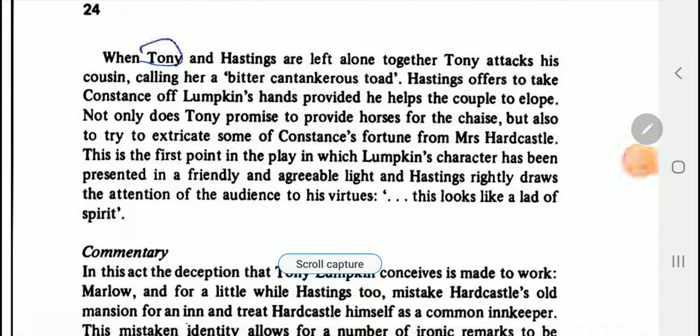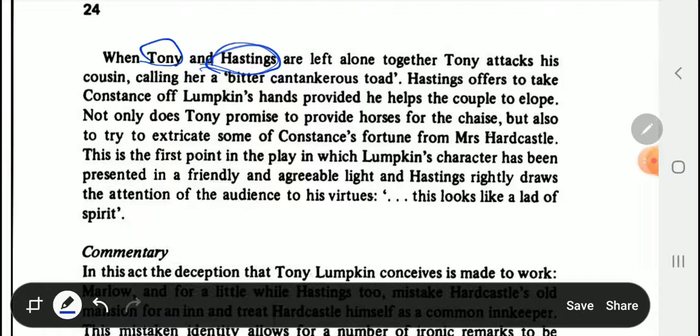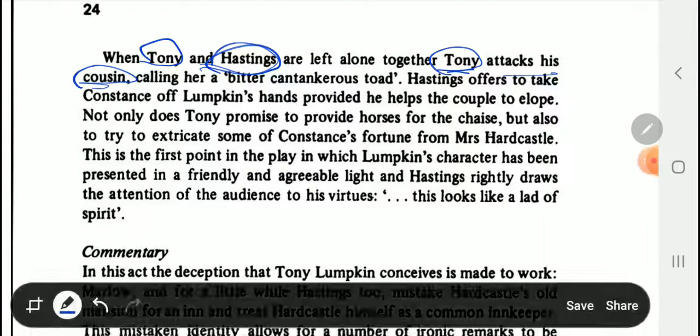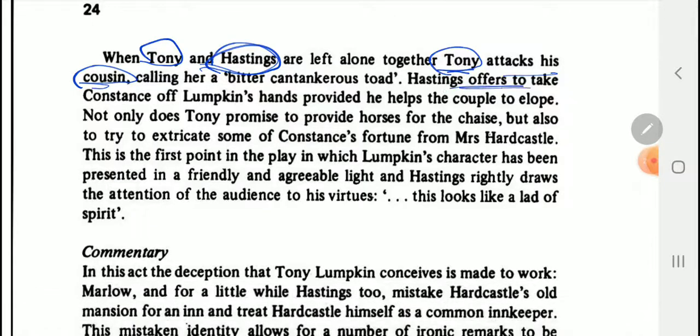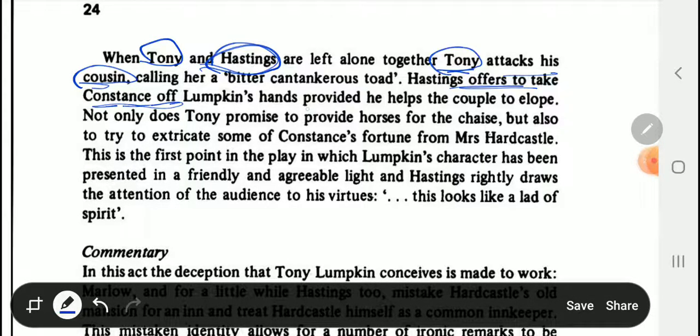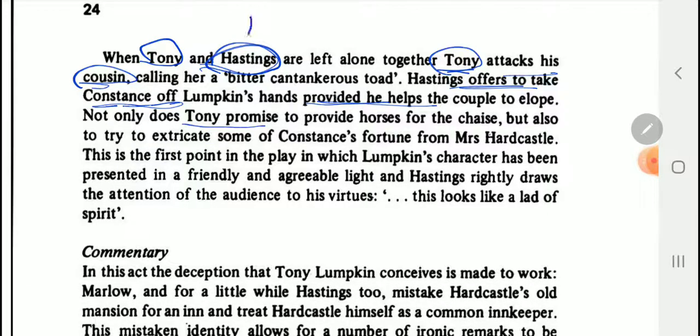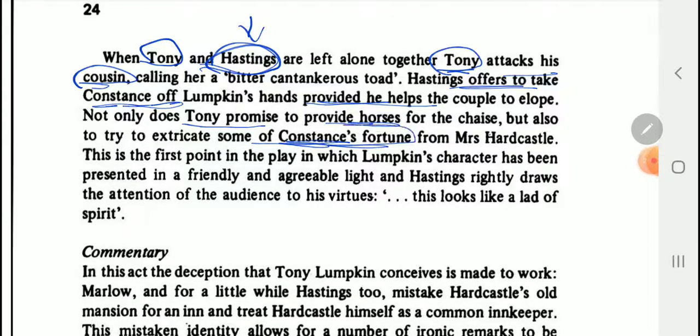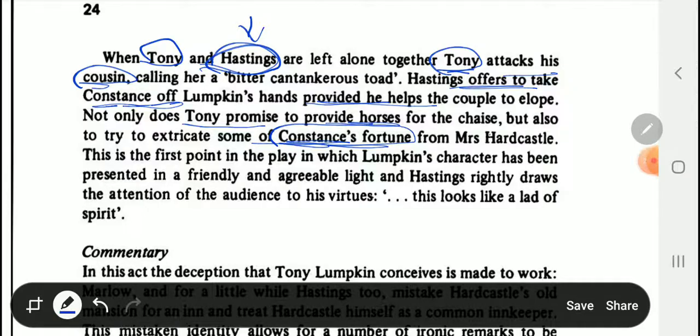Then Tony came to the house and met Hastings, and Tony attacks Constance Neville. He started to talk badly about her, and he doesn't want to marry her. But Hastings offered to take Constance off his hands if he would give them some help in this concern. And Tony promised to help Hastings, to provide them with horses, and also to get a little from Constance's fortune from his mother.